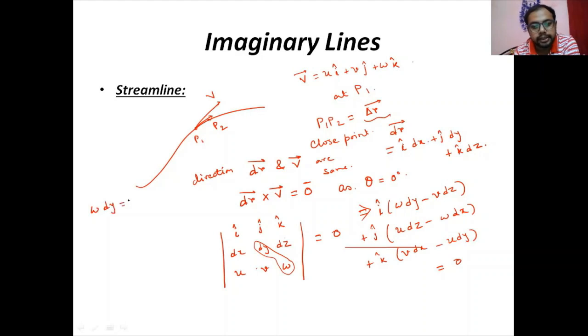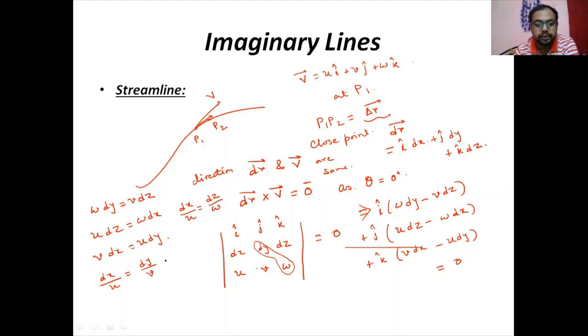So omega dy is equal to v dz. We can say u dz is equal to w dx. We can say v dx is equal to u dy. What does it mean? It means that dx by u is equal to dy by v. Same, dx by u is equal to dz by w.